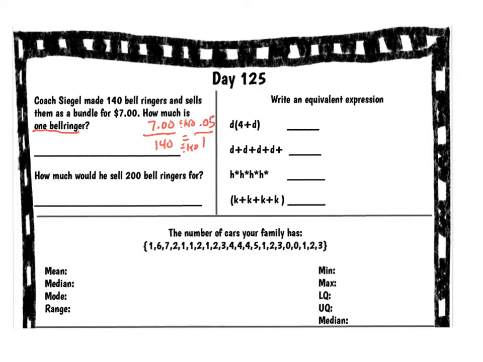5/100ths per one. So what does that 5/100ths mean in the context of the question? It means it is 5 cents, so $0.05 per Bellringer.